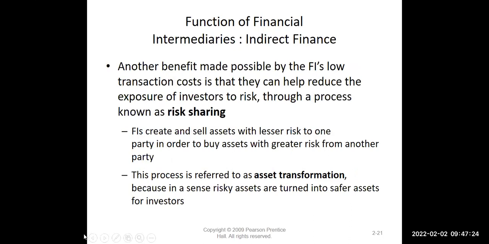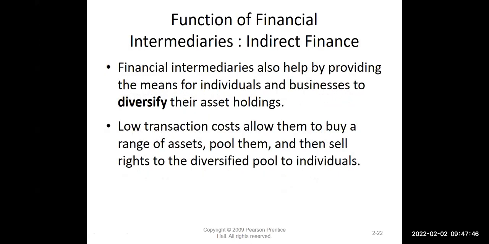So these financial intermediaries also share your risk. They do not only reduce your transaction cost, but they also help you diversify your risk. So financial institutions create and sell assets with lesser risk to one party in order to buy assets with greater risk from the other party. So they do this asset transformation, and they try to get you the safest kind of investments. They reduce their costs and the risks through diversification.